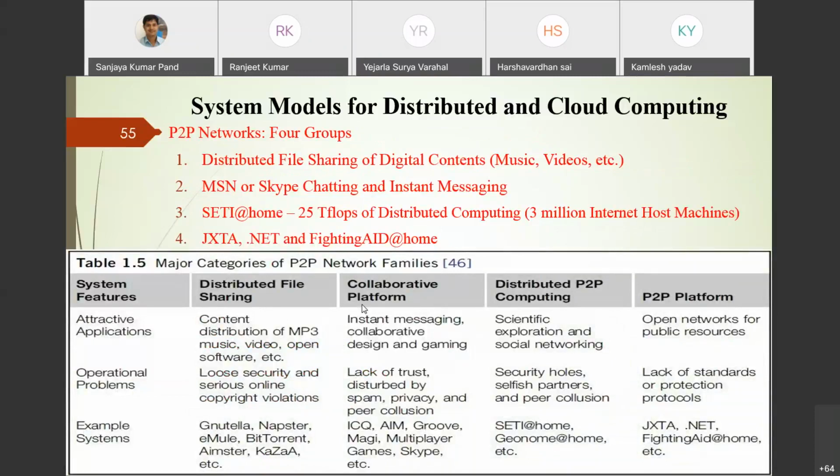The major categories of P2P systems, if you see, there are four categories. One is distributed file sharing. Like in your hostel, if you are using some software, DC++, right? In DC++, you have to cross a minimum limit. For example, I will fix the minimum limit at 10 GB of data. Then only you can participate in this particular software, DC++.